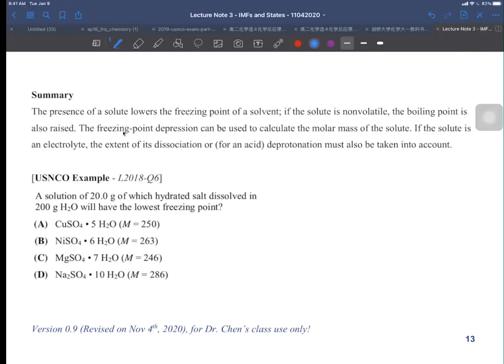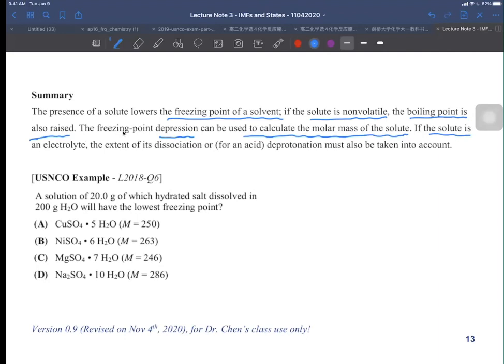So we have a very brief summary. The presence of solute lowers the freezing point of a solvent. If the solute is non-volatile, the boiling point is also raised. So basically 2 parts, right? Boiling point up, freezing point down. The freezing point depression can be used to calculate the molar mass of the solute. This is actually the example we just saw, right?